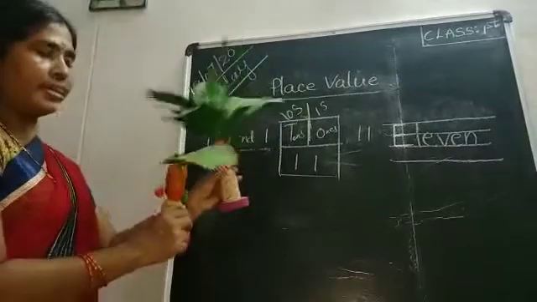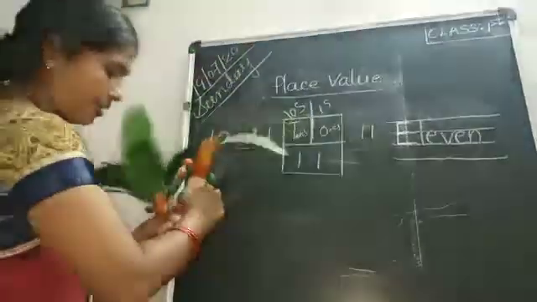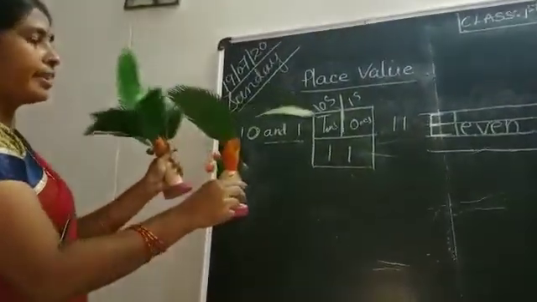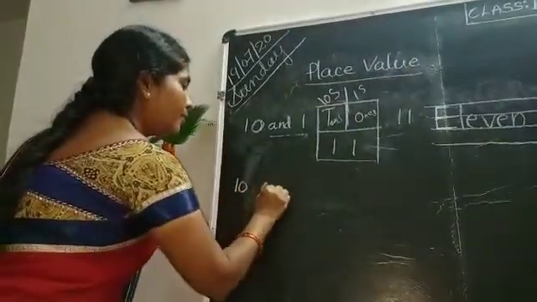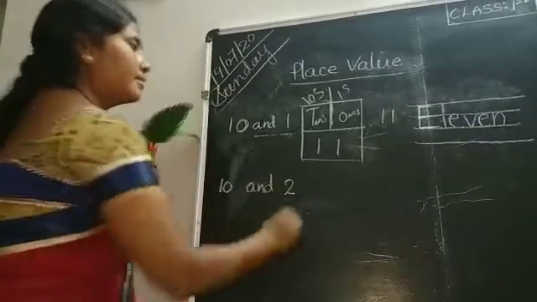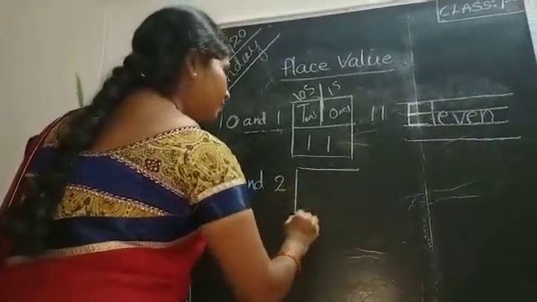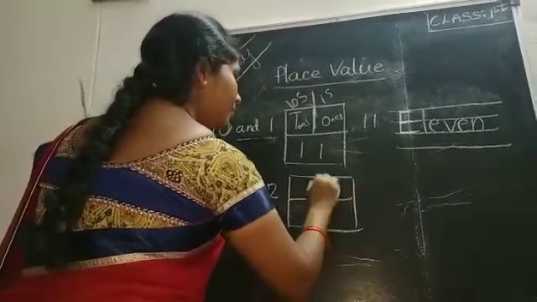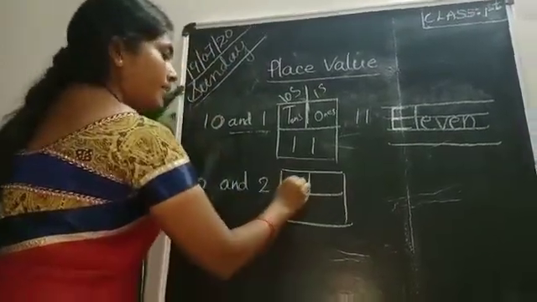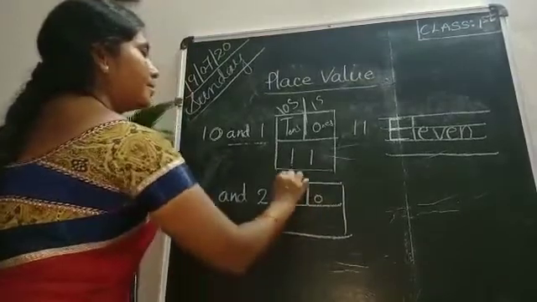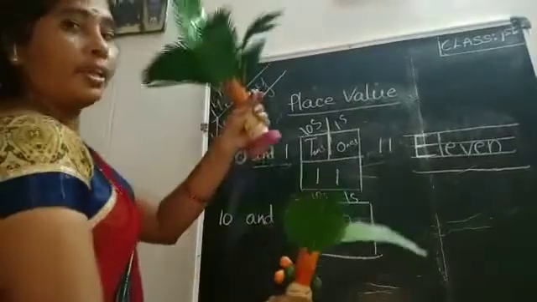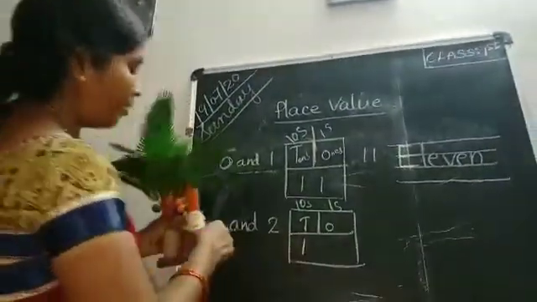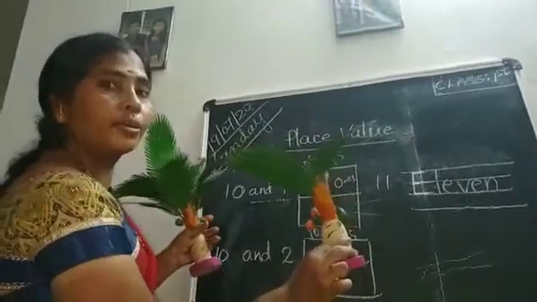Again here same only. One 10 and 2 more. One 10 and 2 ones. See, 10 and 2 ones. T for tens, O for ones. Tens and ones. See here, how many tens? Only one ten. And how many ones? See, count here. Two ones.